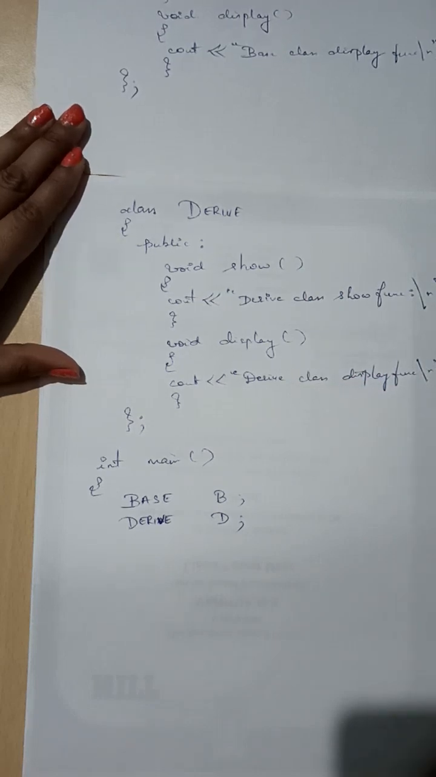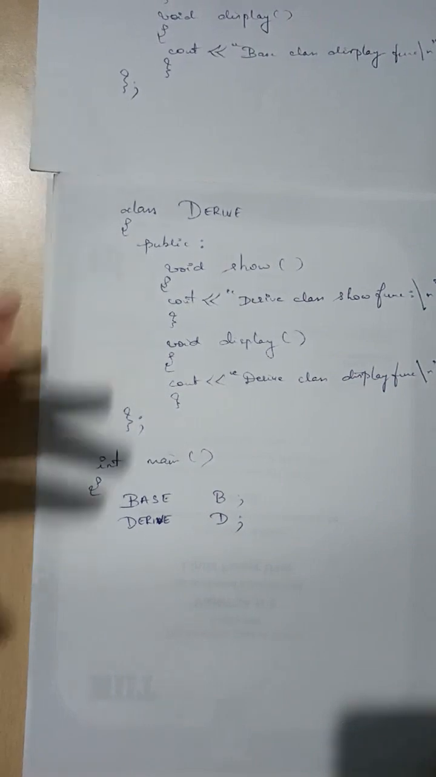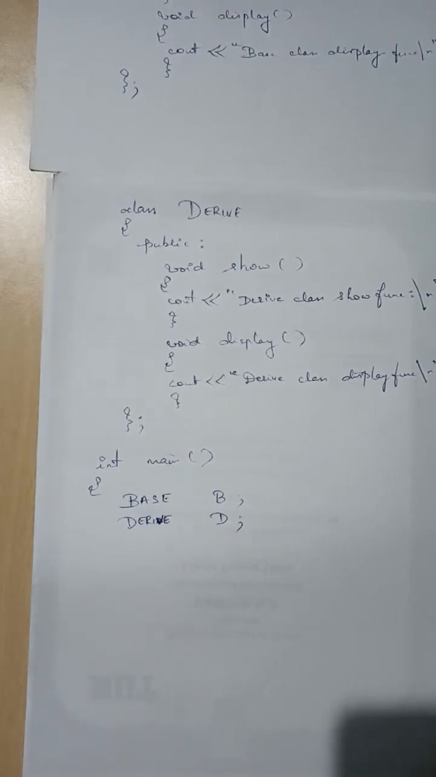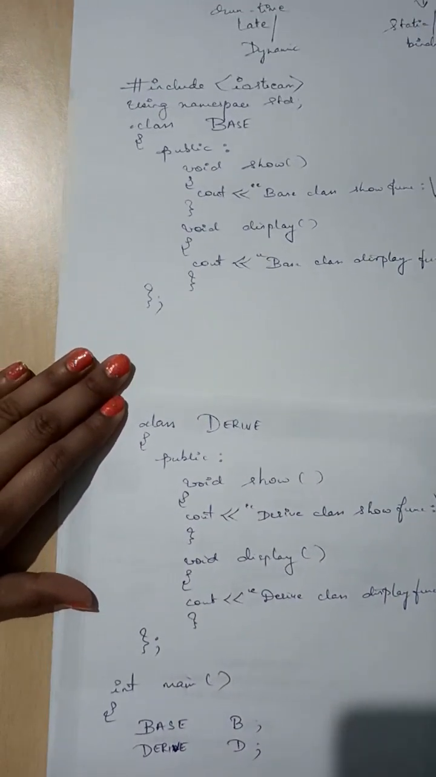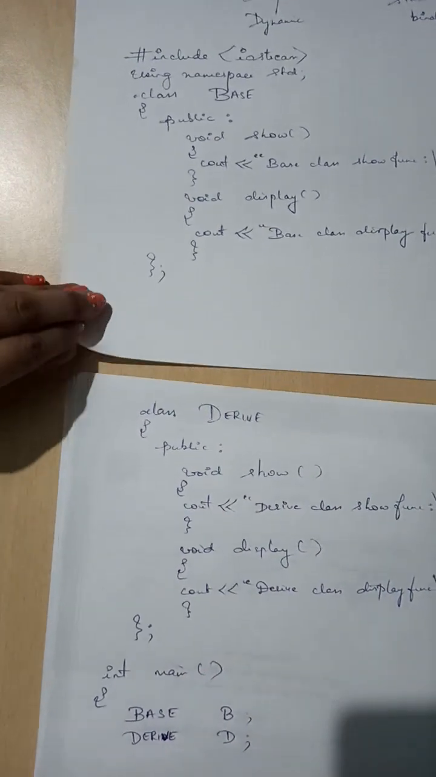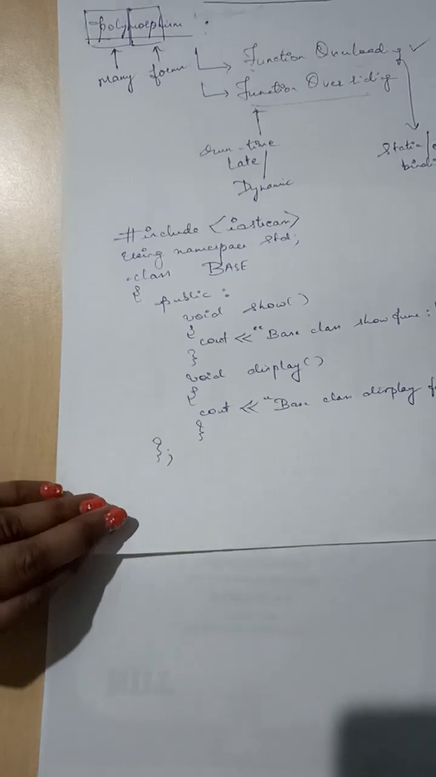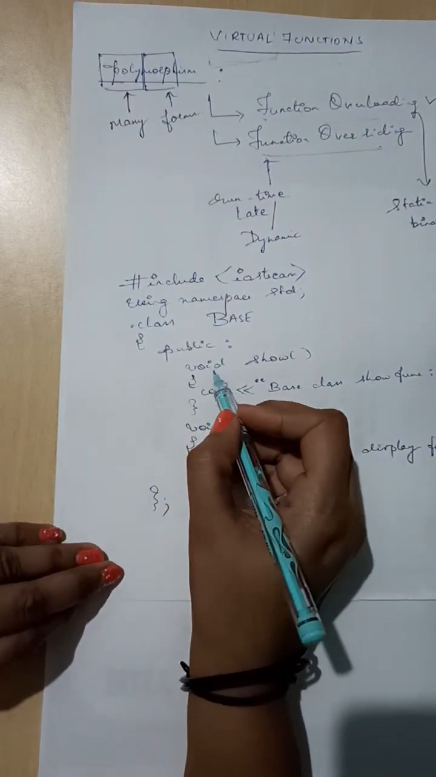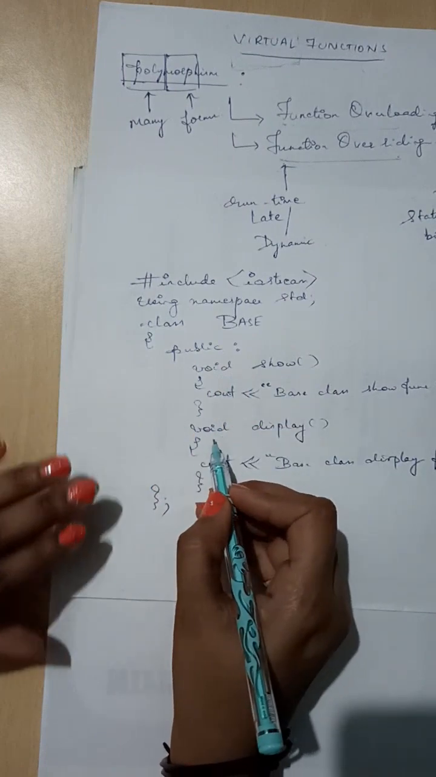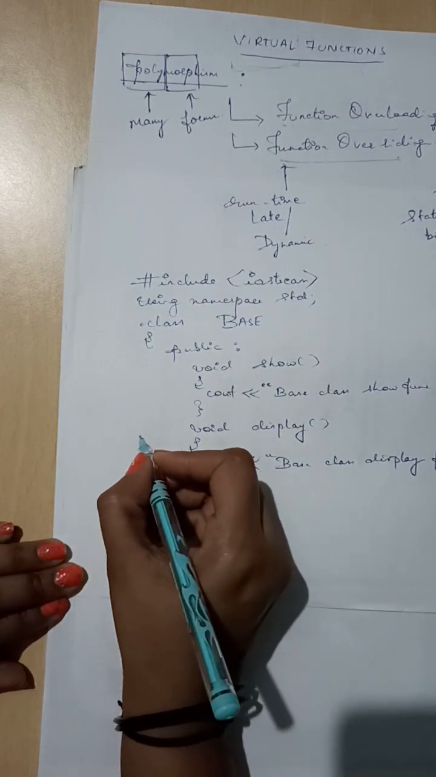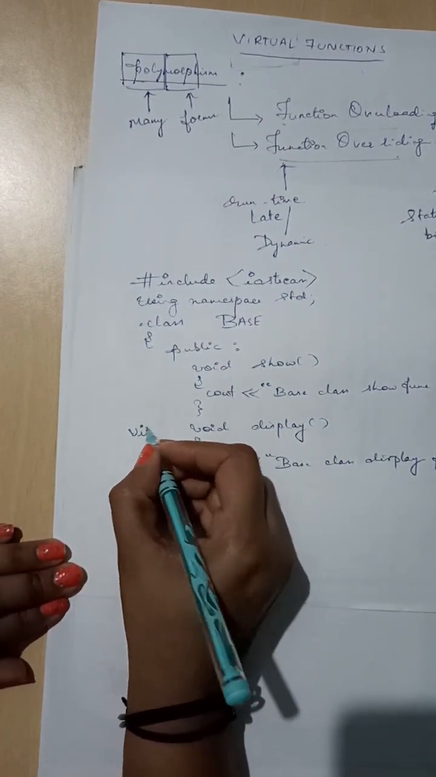So how will the compiler come to know which member function to override? So I will use the keyword virtual in the base class. So let's see what happens. I will prefix it before the void here as virtual.